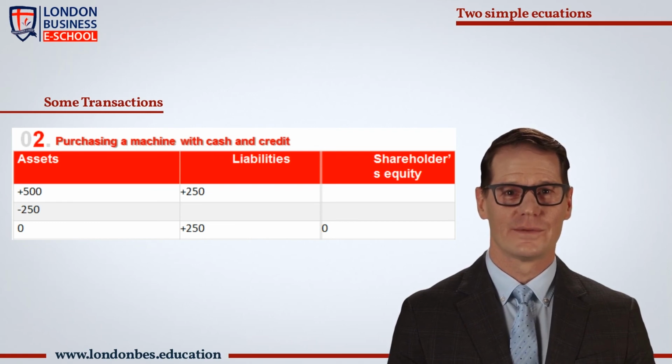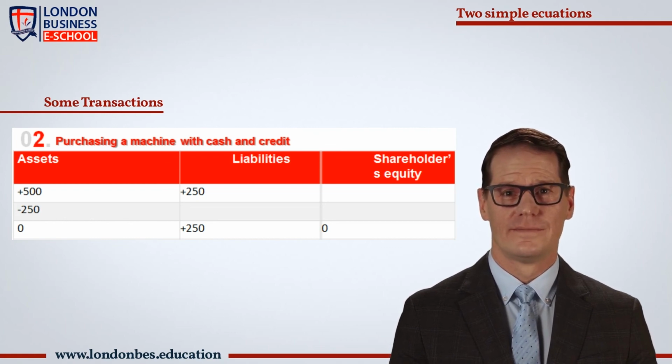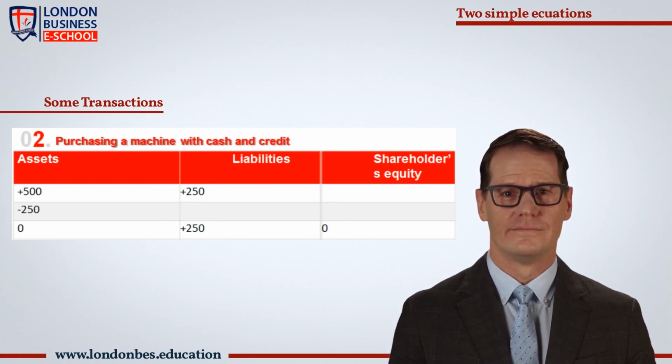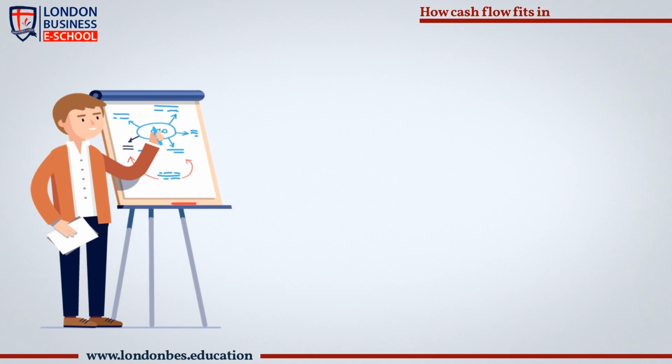The net effect on the accounting equation would be as follows. This transaction affects both sides of the accounting equation; both the left and right sides of the equation increase by $250. How cash flow fits in.